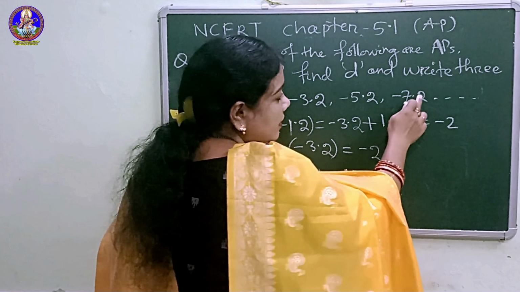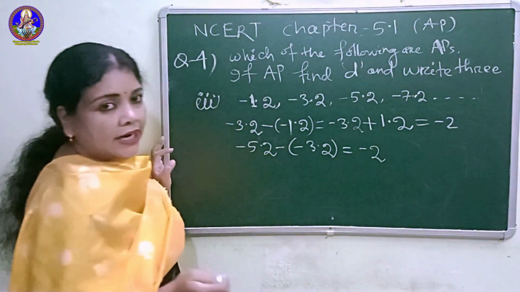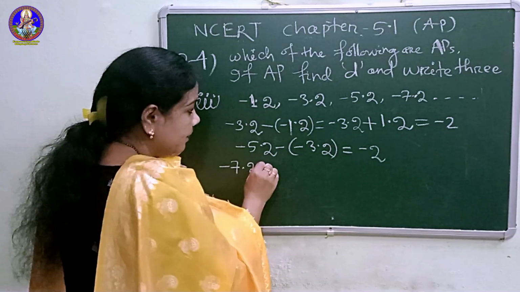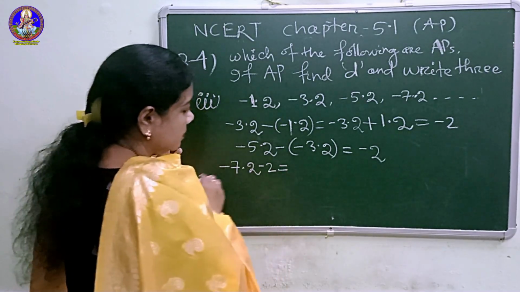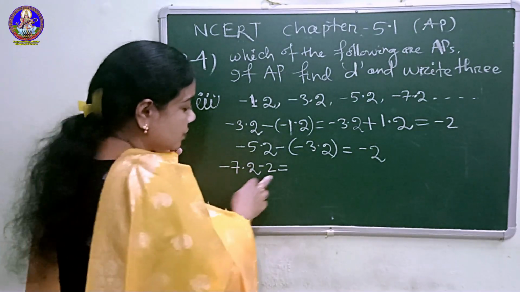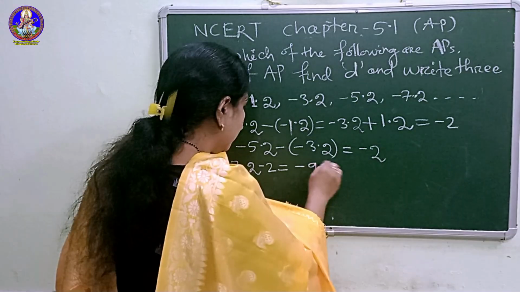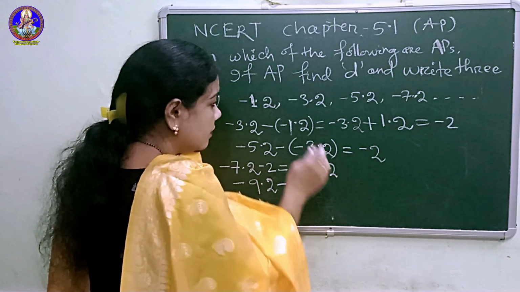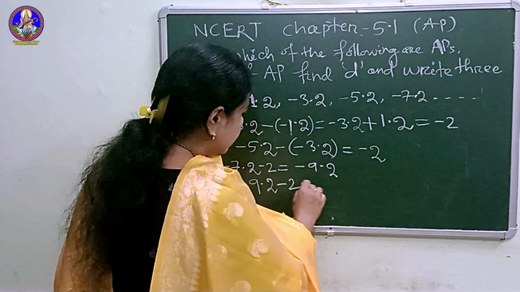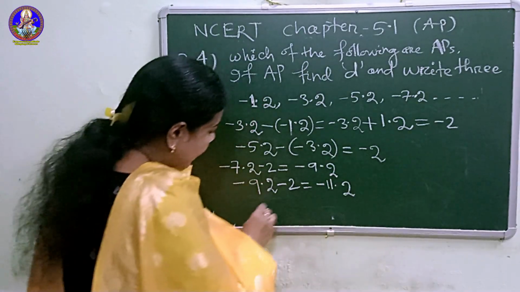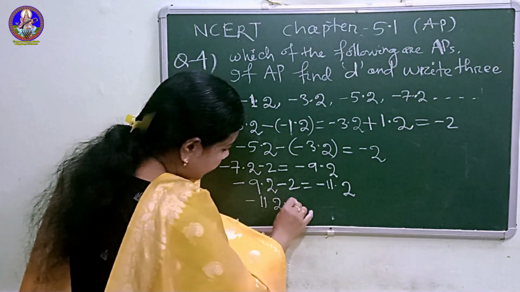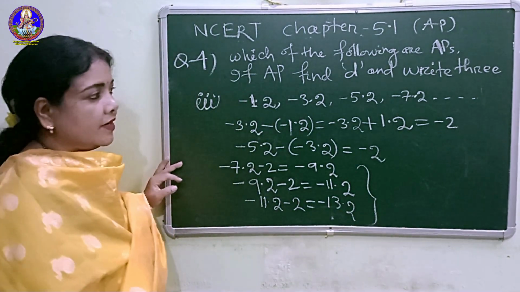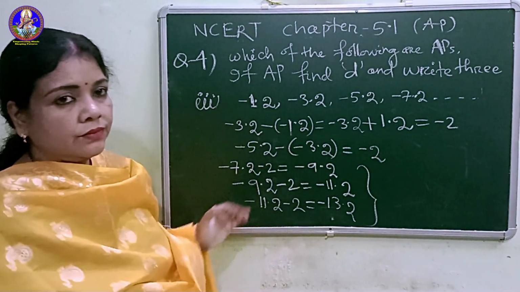After minus 7.2, we have to find another 3 terms. So minus 7.2 plus of minus 2, that is minus 9.2. Similarly, minus 9.2 plus of minus 2, that is minus 11.2, and minus 11.2 minus 2, that is minus 13.2. So these are the 3 extra terms we are finding after minus 7.2.